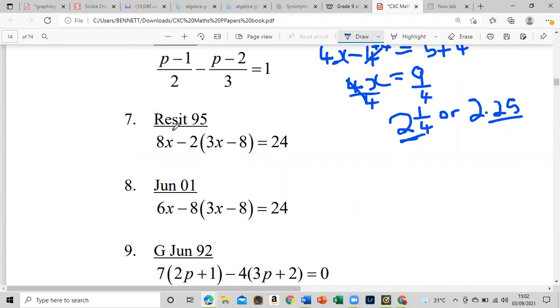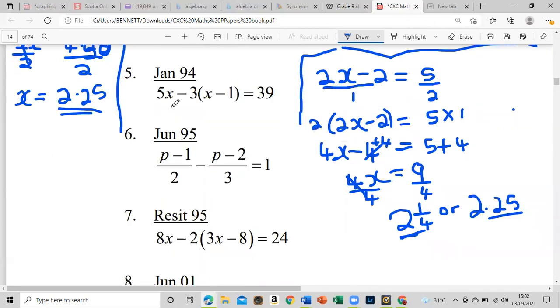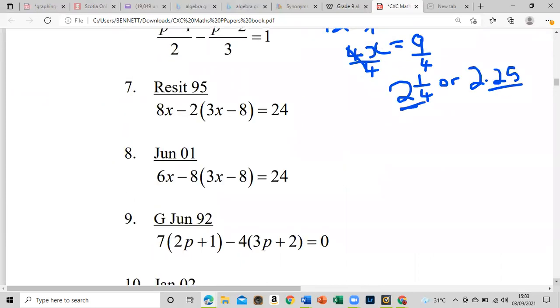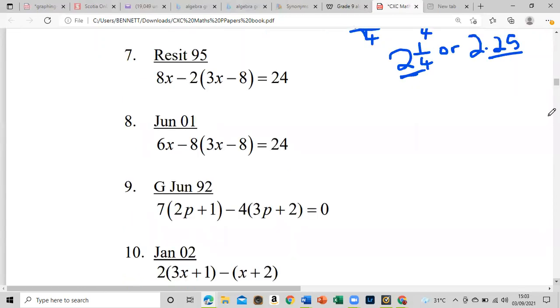So you guys are going to do this on your own. So start at number 5. 5x minus 3 bracket x minus 1 is equal to 39. And number 6, p minus 1 over 2 minus p minus 2 over 3 is equal to 1. And you're going to do number 7. 8x minus 2 bracket 3x minus 8 is equal to 24. And I want you guys to do this one also. Number 9. 7 minus 2 bracket 2p plus 1 minus 4 bracket 3p plus 2 equals 0. Don't do number 10, alright? If you want, you still can do number 10.